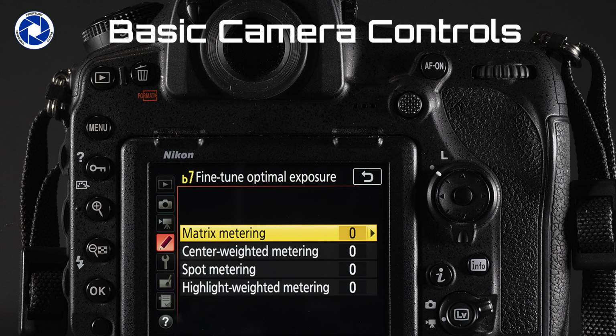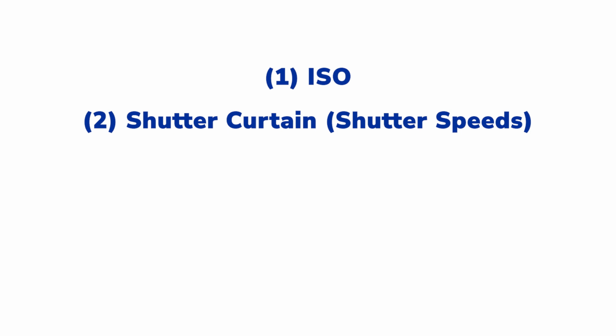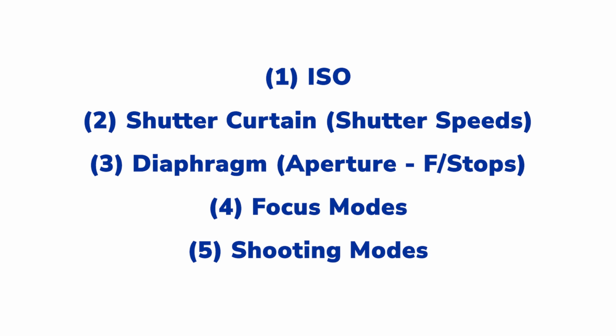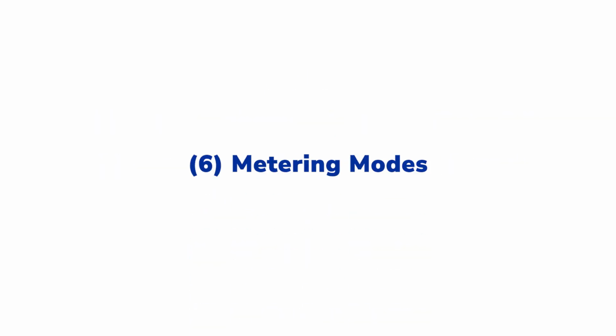As mentioned in parts 1, 2, and 3, there are 6 core controls that form the foundation of camera operations, and more importantly, they will be the key to your success in capturing or creating great photographs. So far, we've covered the first 5 controls: ISO, shutter curtain or shutter speeds, diaphragm or aperture and f-stops, focus modes, and shooting modes. In part 4 of Module 11, we're going to cover the final basic control on a still photographic camera: metering modes.